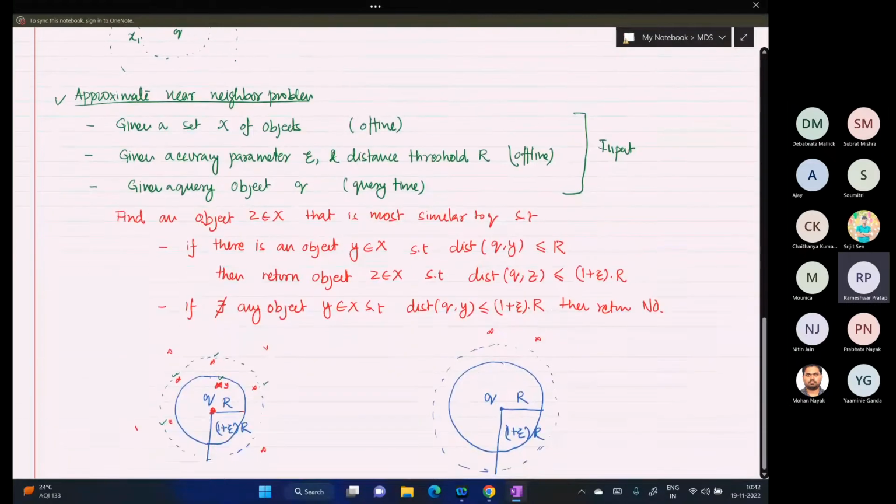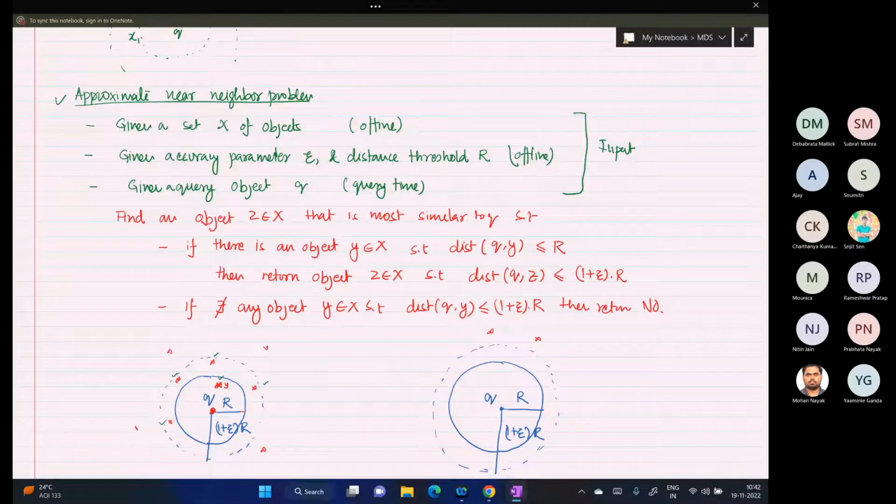Here we introduce one more parameter, the distance threshold. Again, our aim is to find an object z that is most similar to q in the following sense. If there exists an object y in X such that the distance from q to y is at most r, then the algorithm can return any point at distance at most 1 plus epsilon times r. And if no object y exists within distance 1 plus epsilon times r, then the algorithm can say there is no point similar to q.